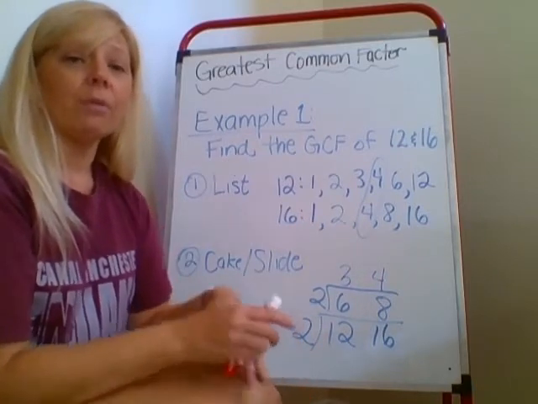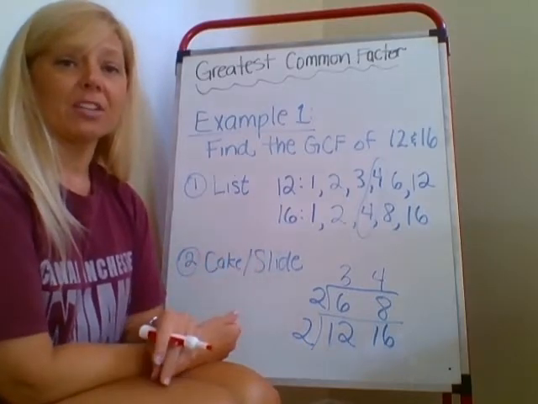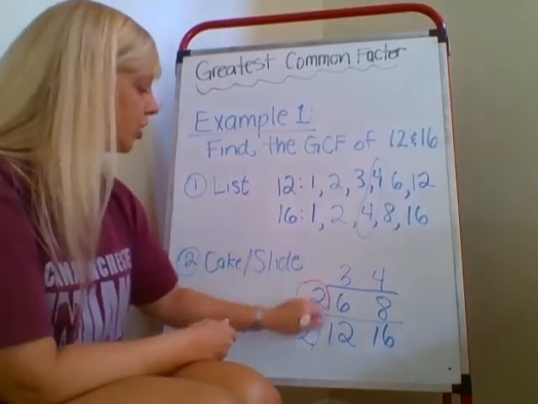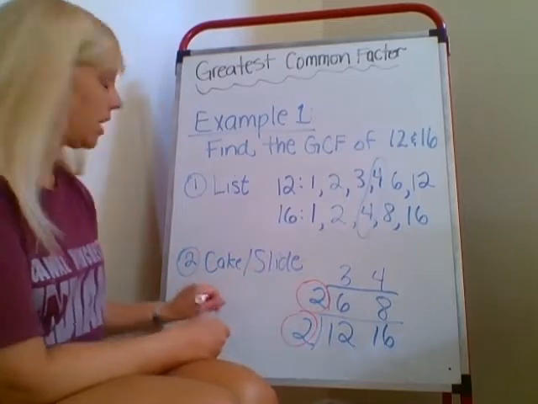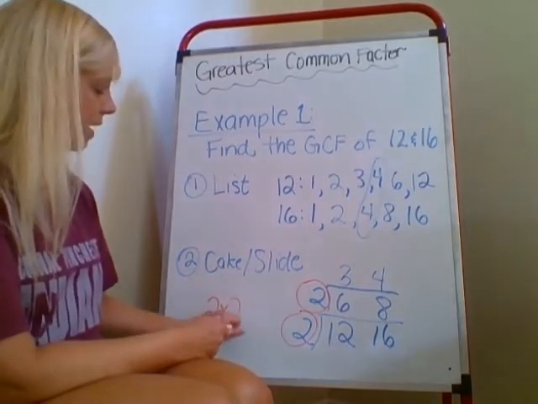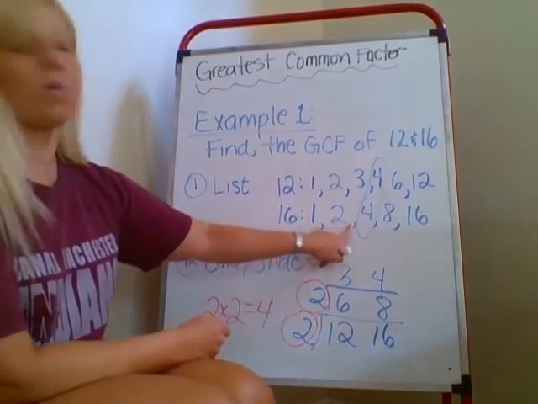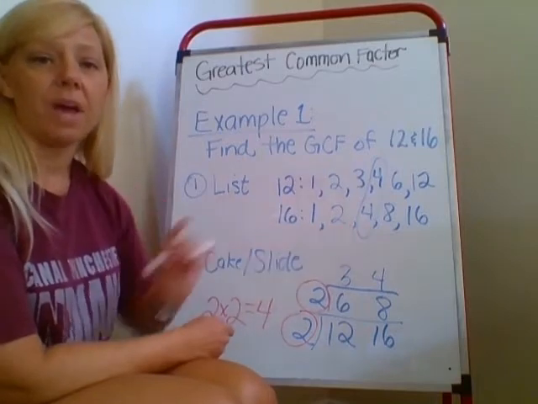Now, greatest common factor means, where are my common factors? Well, my common factors are 2 and 2. So if I do 2 times 2, I end up getting 4, which is what we got up here using the list method.